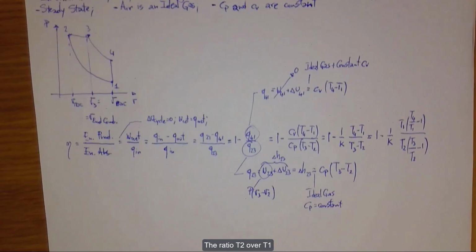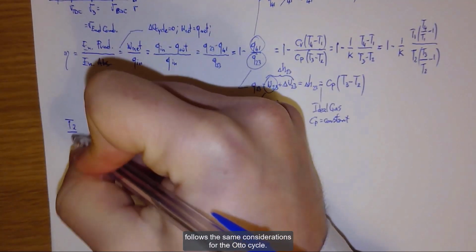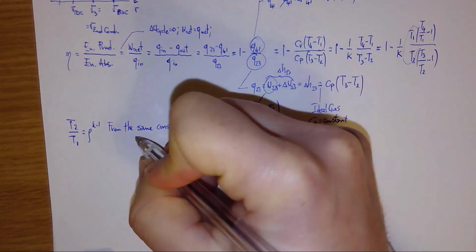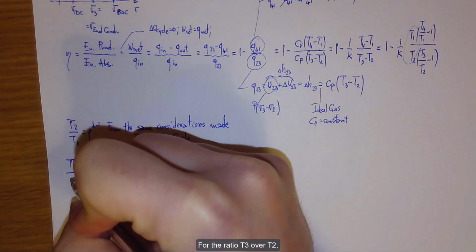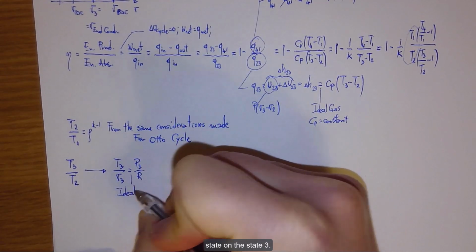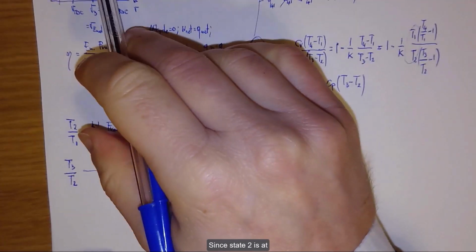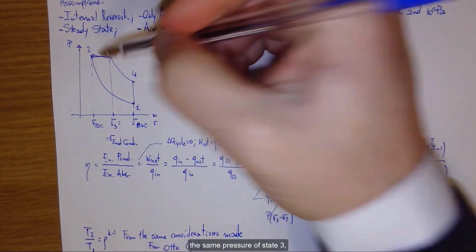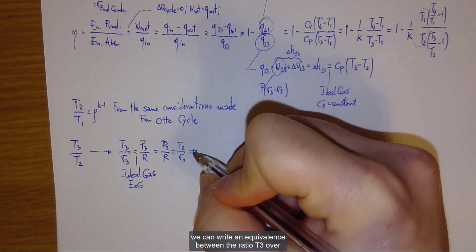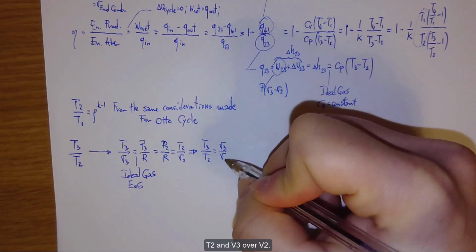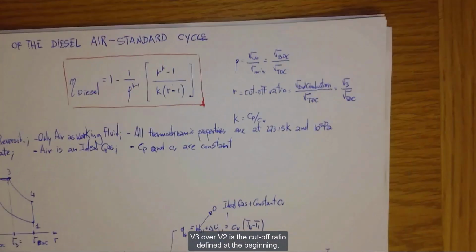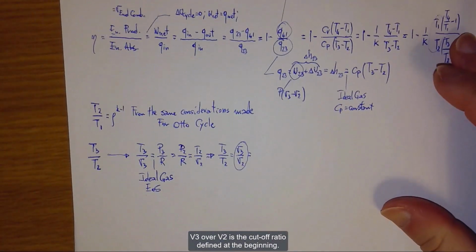The ratio T2 over T1 follows the same considerations for the Otto cycle. For the ratio T3 over T2, we can write the ideal gas equation of state on the state 3. Since state 2 is at the same pressure of state 3, we can write an equivalence between the ratio T3 over T2 and V3 over V2. We see that the ratio V3 over V2 is the cutoff ratio defined at the beginning.